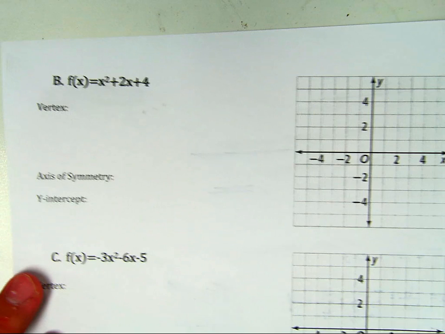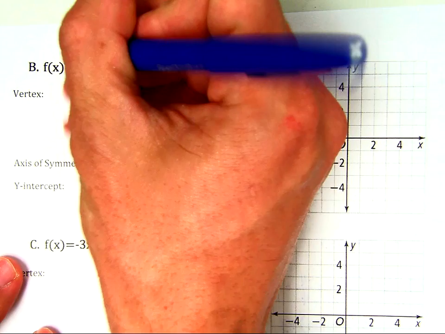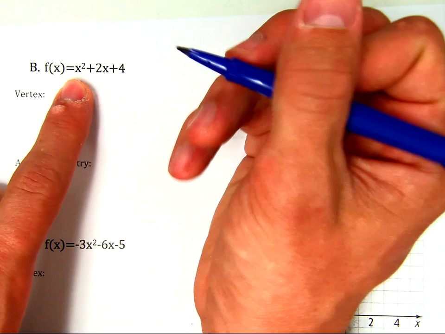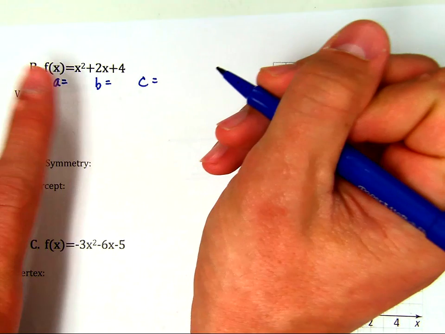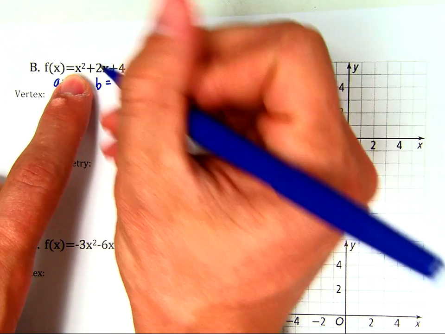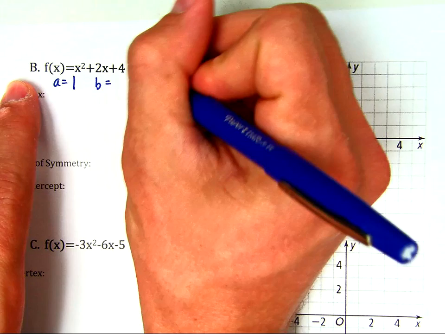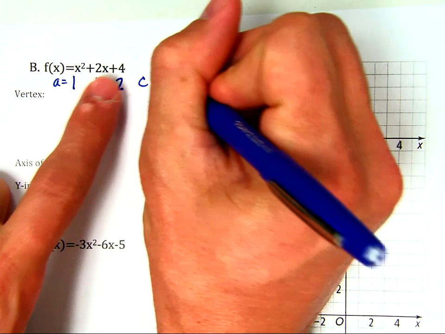All right, so for example B here, the first thing I'm going to do is find my a, my b, and my c. The a is in front of the x squared, and where there's not a number here, it's assumed to be 1. My b is 2, c is 4.